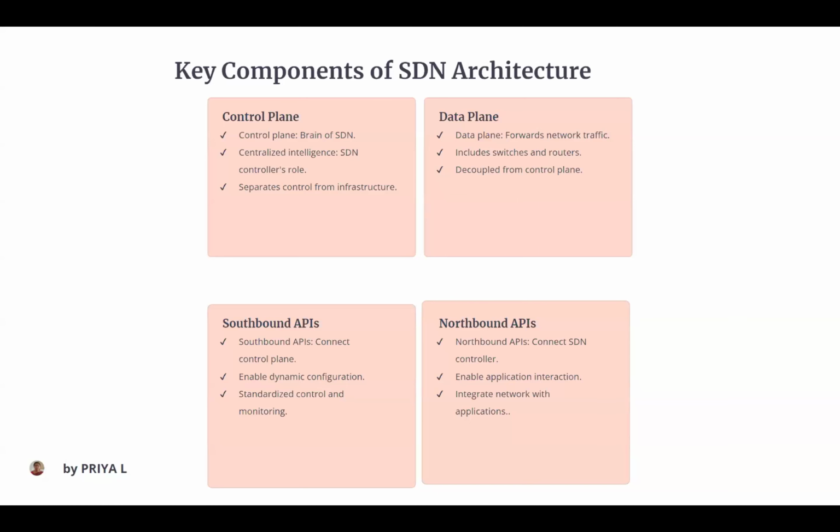Okay. So these four planes of the SDN architecture work together to enable centralized control and flexibility in network management and operations. The separation of planes allows for more efficient network management, and it also helps us to improve scalability and the ability to introduce new services and applications with greater ease as well.